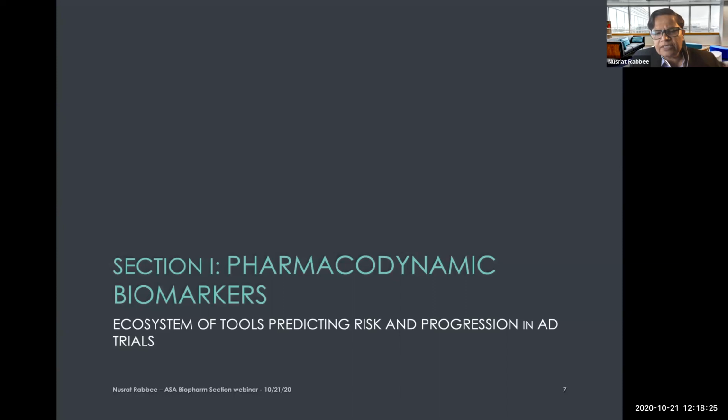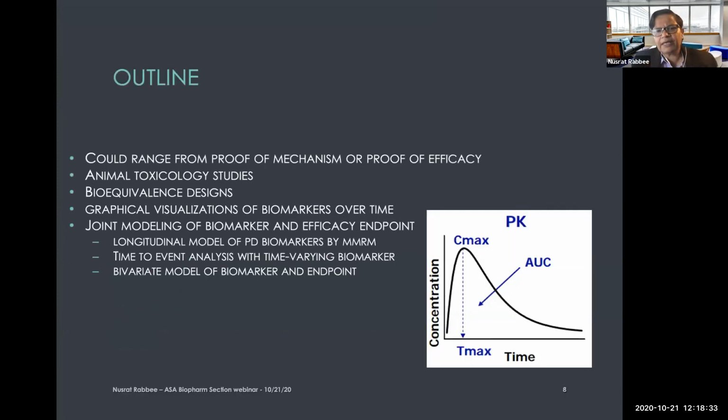There's an ecosystem of tools predicting risk and progression. Okay, so the first outline of this part is that the PD biomarker could range from proof of mechanism to proof of efficacy. The same biomarker could be proof of mechanism or proof of efficacy, but usually not. There are multiples. There's usually one, maybe two proof of mechanism and many proof of efficacy biomarkers.